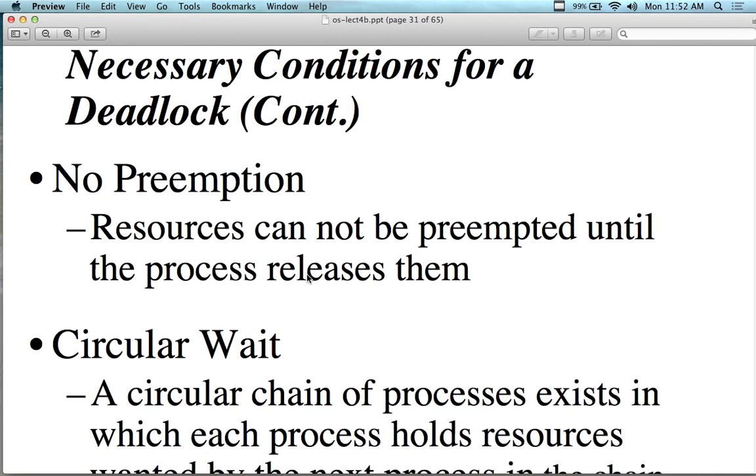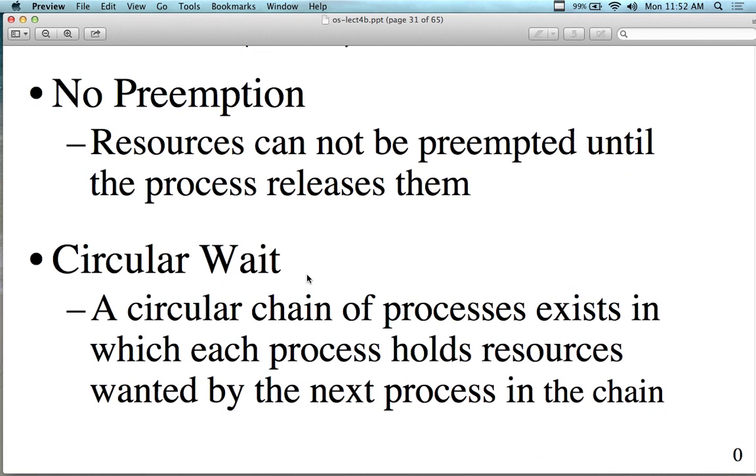Necessary conditions for a deadlock. Well, we have no preemption. I mentioned preemption at the beginning of this lecture, about last week or so. Preemptive versus non-preemptive processes. A resource cannot be preempted until the process releases it.